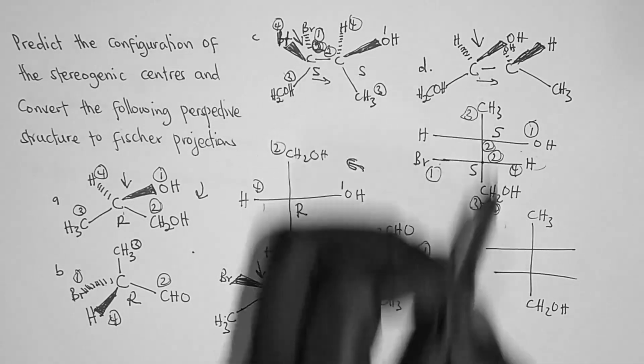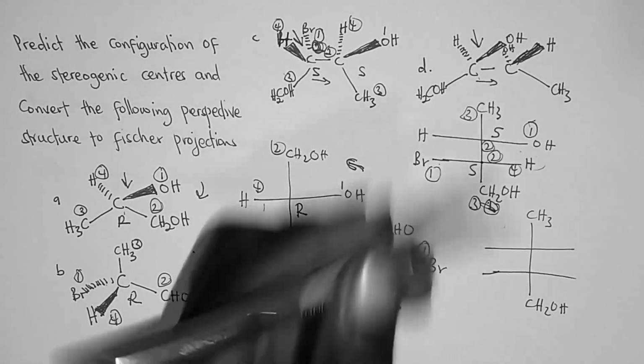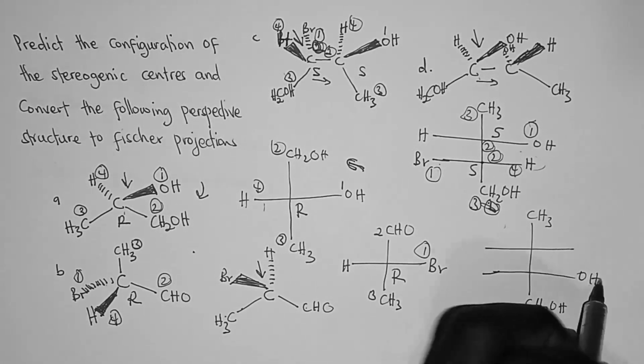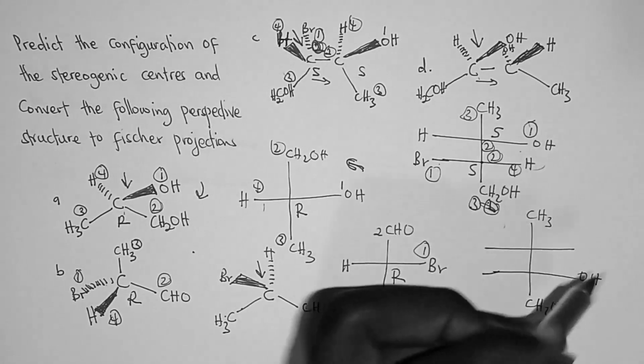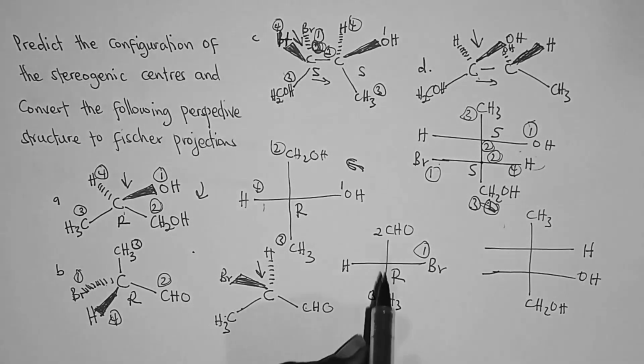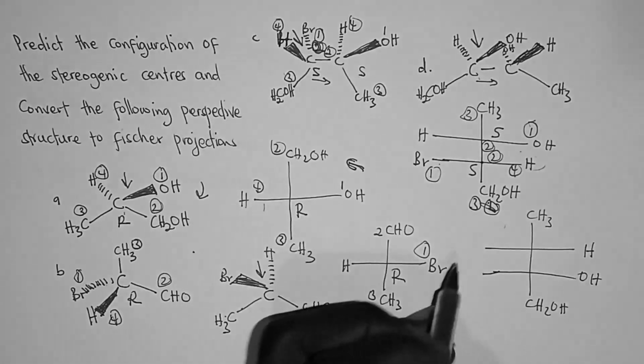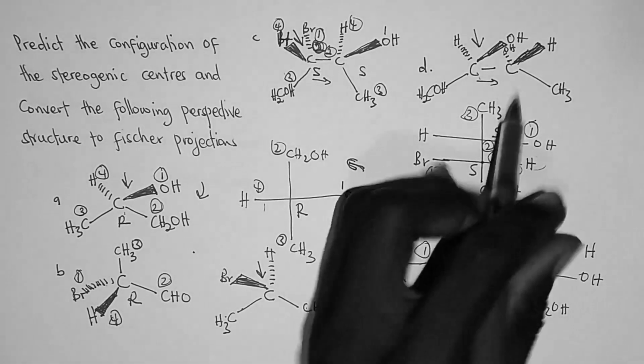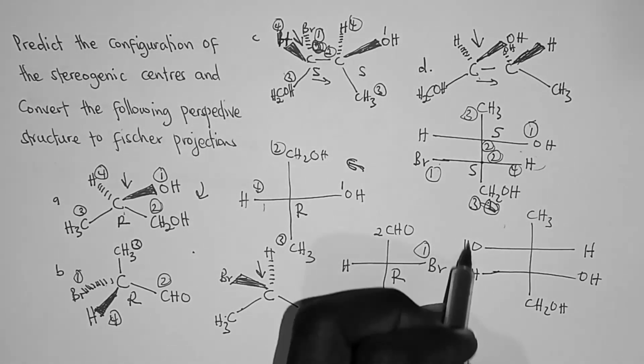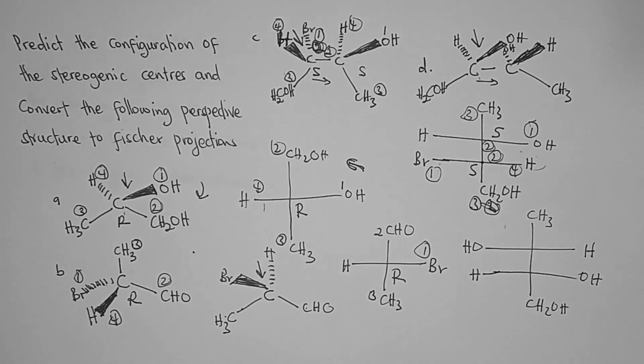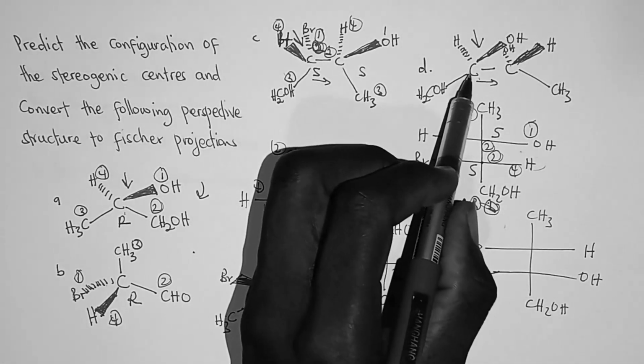So if we put our eyes here, our right eye will see the OH, and then our right eye will also see this proton. Then our left eye will see this proton, and the left eye will also see this OH. Let's determine the configuration here.